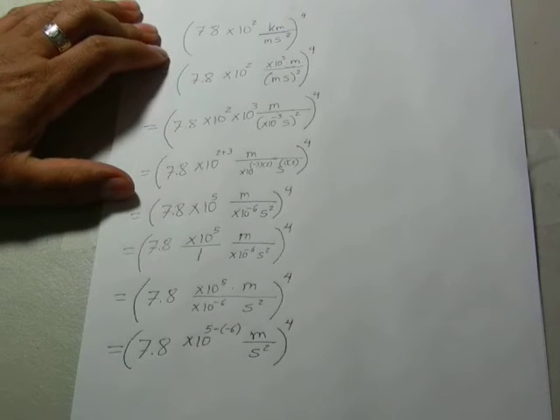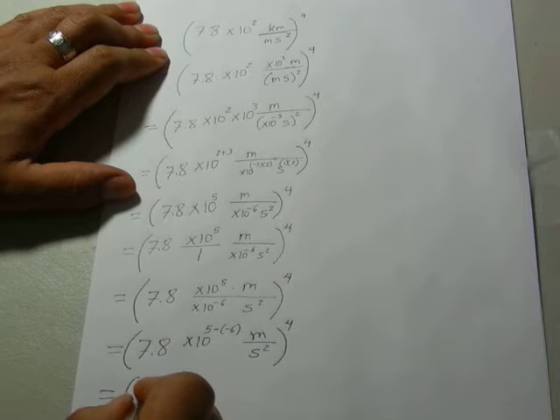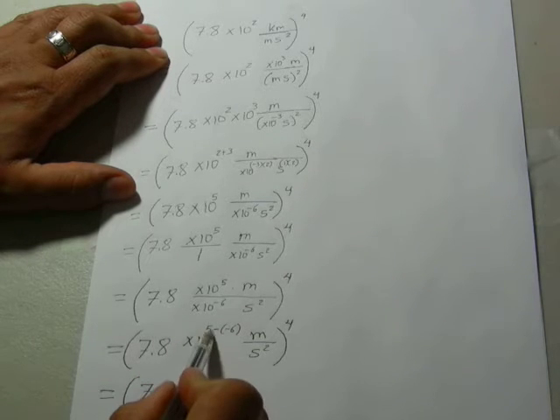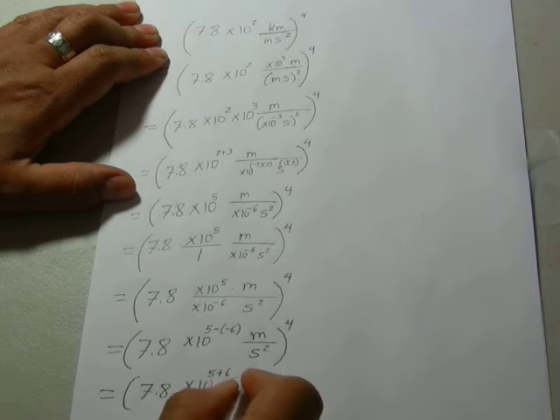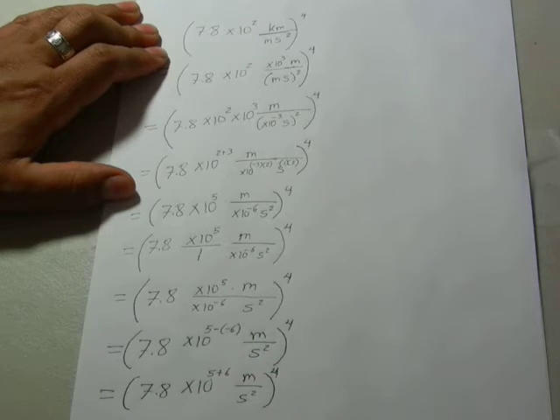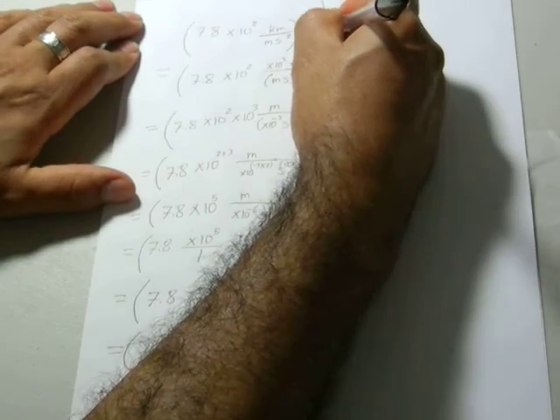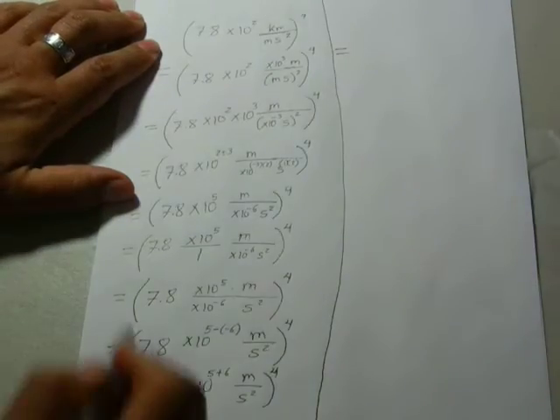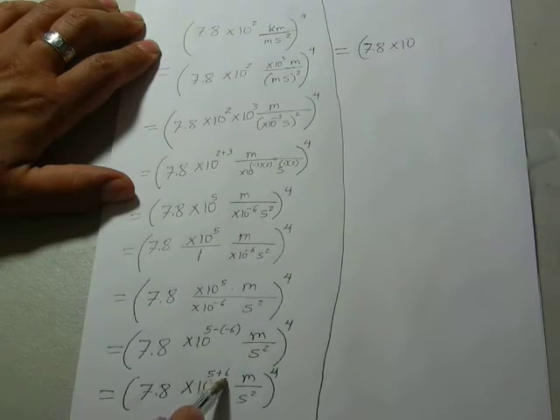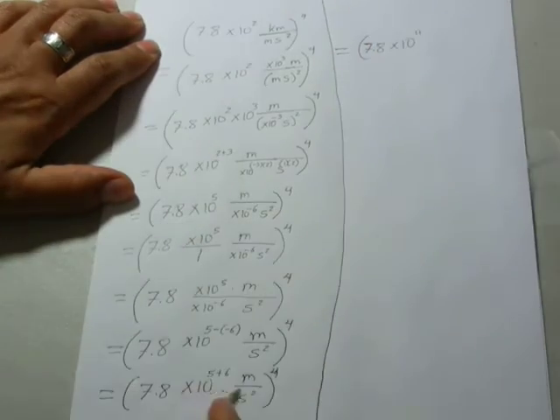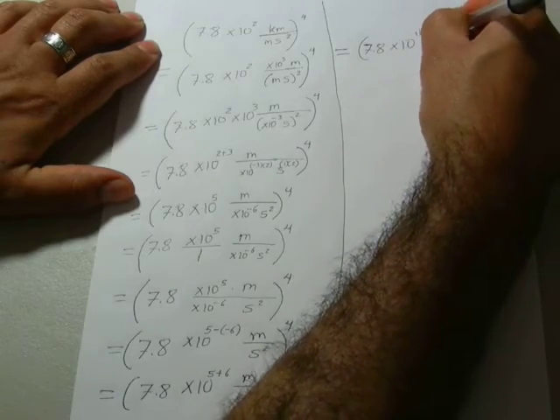So 4 power. Okay, right in here we have 7.8 times 10, negative times negative is going to give me positive, so it's 5 plus 6 meters per second square, the 4th power. Okay, this is going to be the same, like to be writing 7.8 times 10, 5 plus 6, 11 meters per second square. And we still have the 4 power.